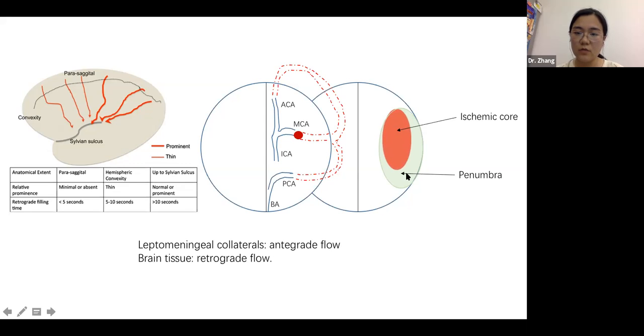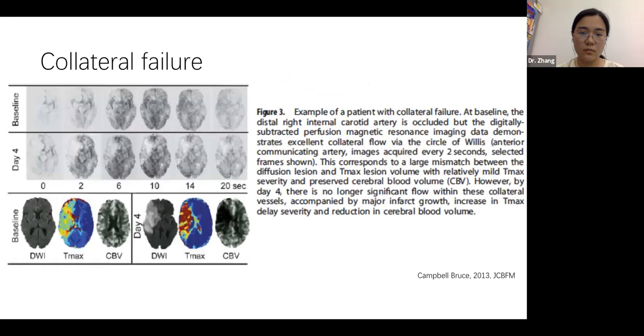Yes. If we cannot save the ischemic core, if we cannot save the penumbra in time, some part of the penumbra may become ischemic core. And let's see, what is collateral failure? Many colleagues may not be very familiar with this definition.